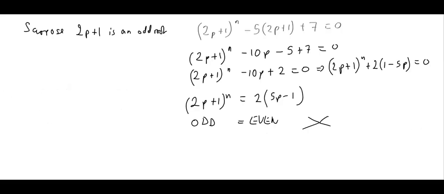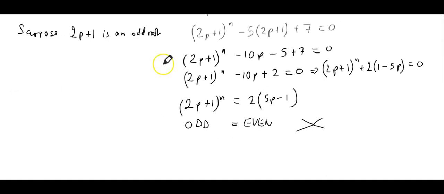We now suppose it to have an odd root, 2p + 1, and once again I put it in place of the x. So this is like x^n - 5x + 7. And so I multiply out my brackets. I have got (2p + 1)^n - 10p - 5 + 7, which is (2p + 1)^n - 10p + 2. That has to equal 0.